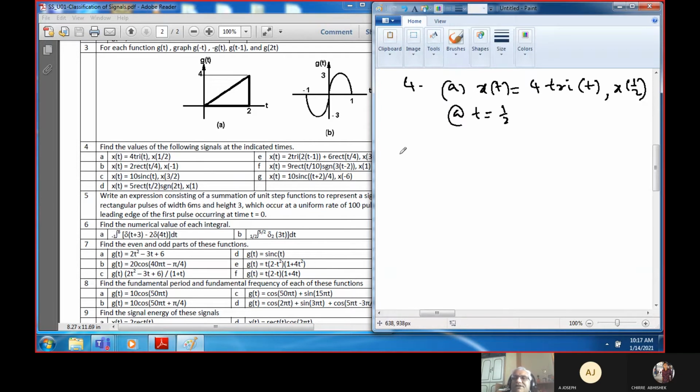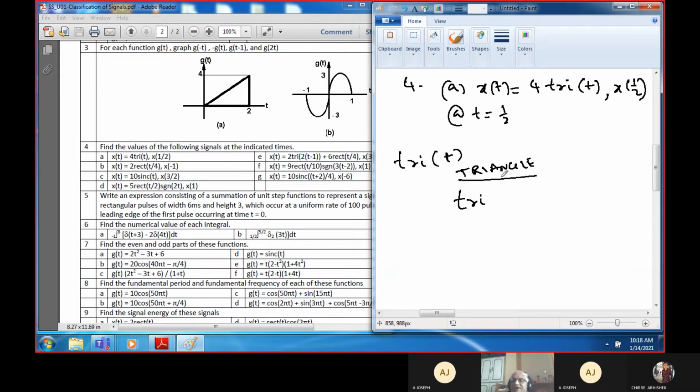Now, what is TRI of t? So what is TRI of t? So I have given this thing. Joseph, can you tell me? You are there, no? Joseph, what is TRI of t? Okay, I will tell you. So TRI is called as the triangle function because of the shape. It's a triangle. Of t. So triangle of t.